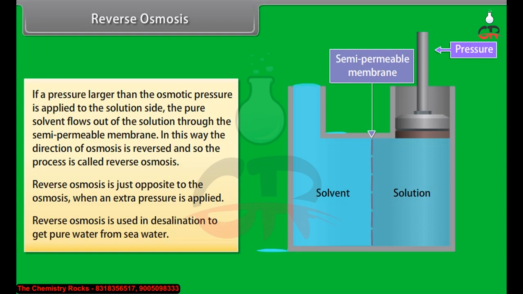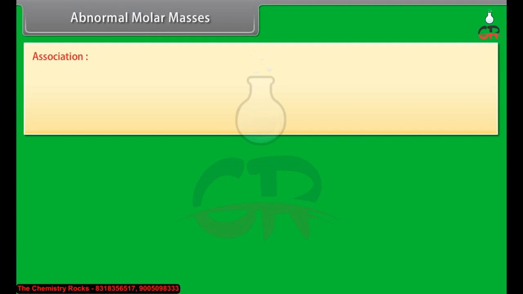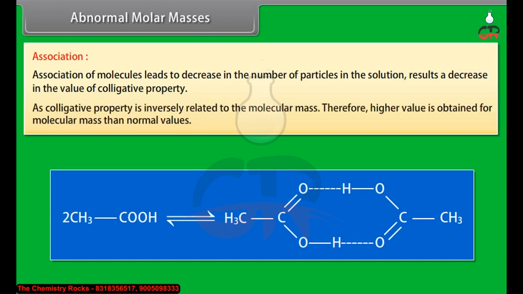Abnormal molar masses. Association. Association of molecules leads to a decrease in the number of particles in the solution, which results in a decrease in the value of colligative property. As colligative property is inversely related to the molecular mass, a higher value is obtained for molecular mass than the normal value.